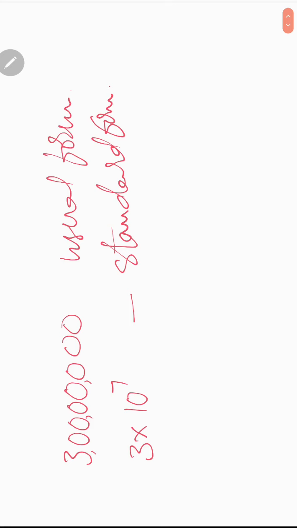Students face problems converting usual form to standard form and standard form to usual form, but these are very easy. We can convert this into that, and that into this, no problem. If you have 3 into 10 to the power of 7, the number is followed by how many zeros? 7 zeros.